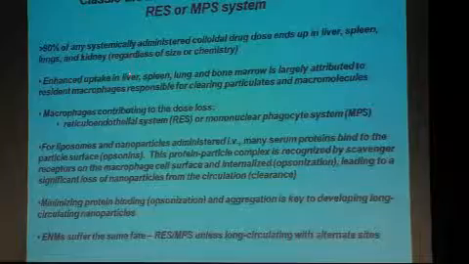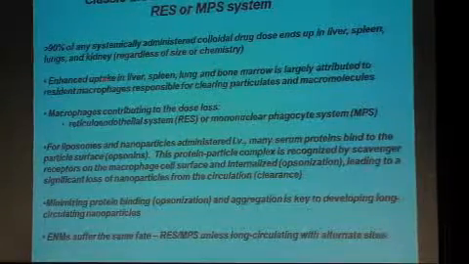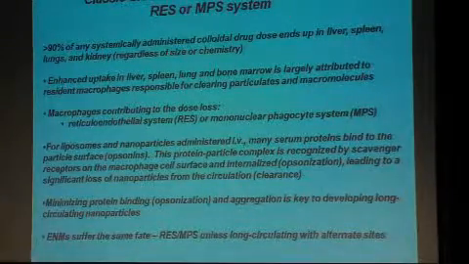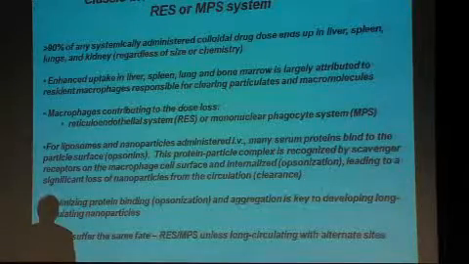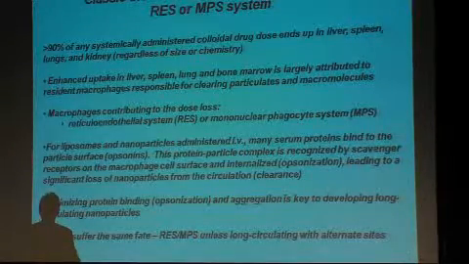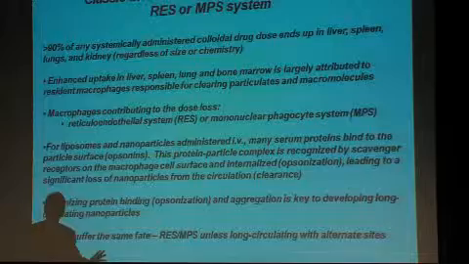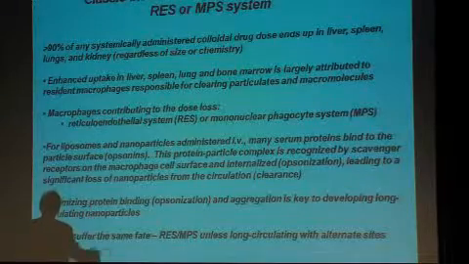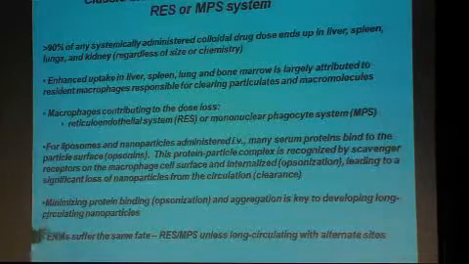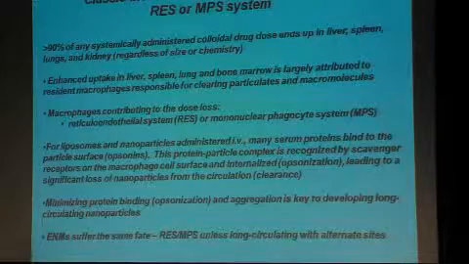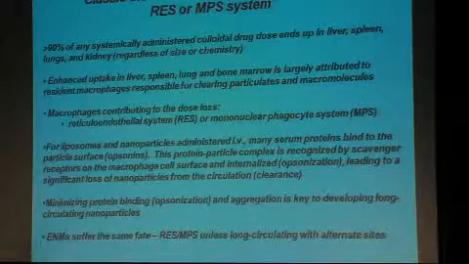Enhanced uptake in the liver, the spleen, and the lung and bone marrow is largely attributed then to the macrophages that line these tissues and the fenestrated type of vasculature that allows these particles to escape, because that's the job of these organs: to filter and to purify and to protect the human host from these types of assaults. So anyway, the idea is that there's a difficult problem for us.